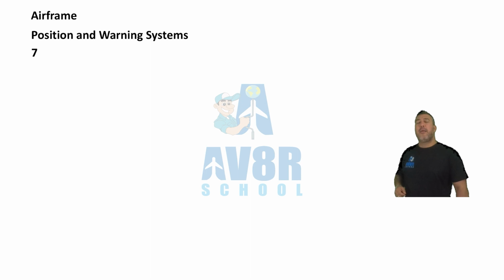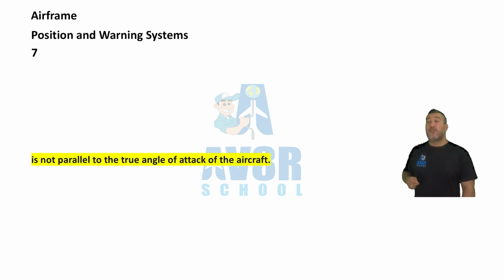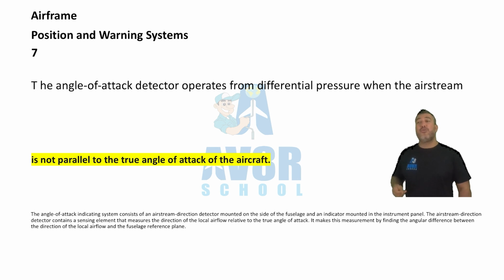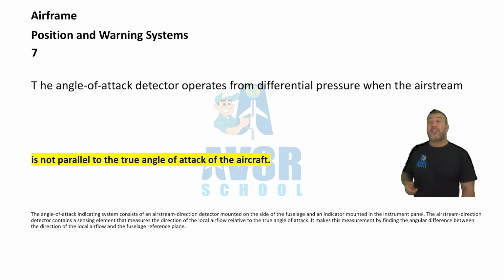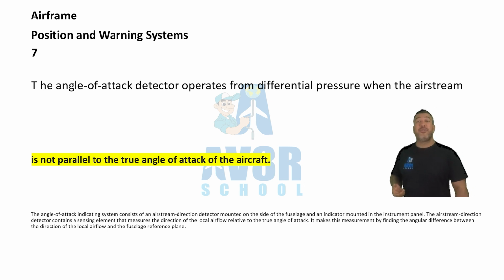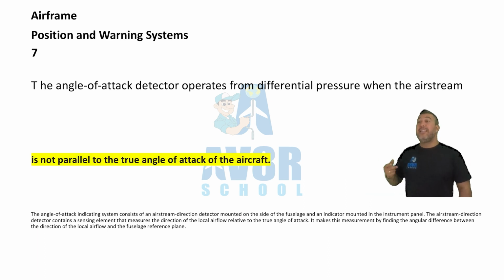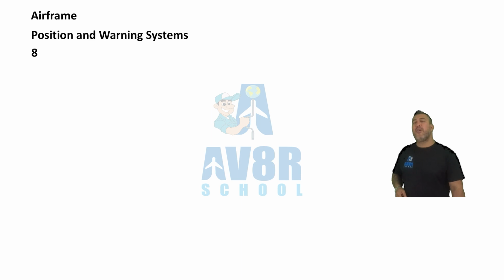All right. Number 7, is not parallel to the true angle of attack of the aircraft. So the angle of attack detector operates on differential pressures when the airstream is not parallel to the true angle of attack of the aircraft.